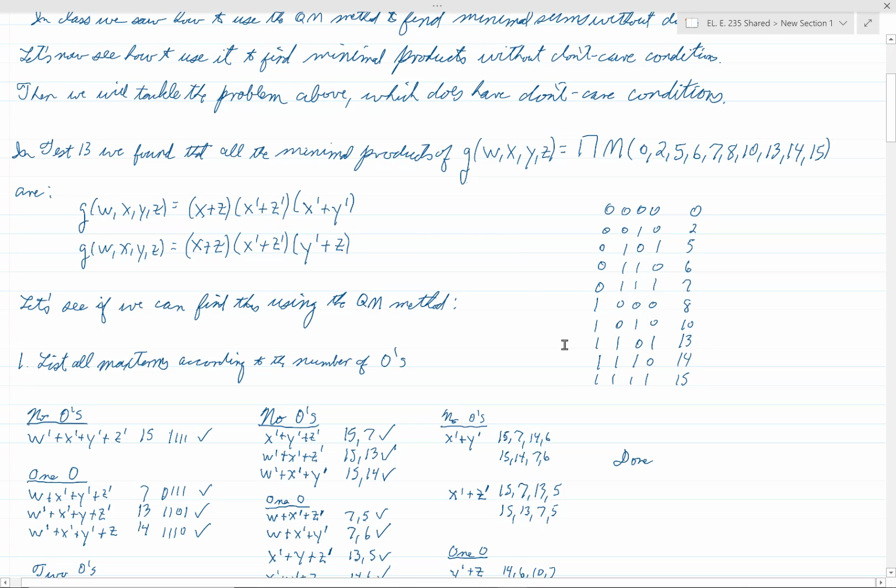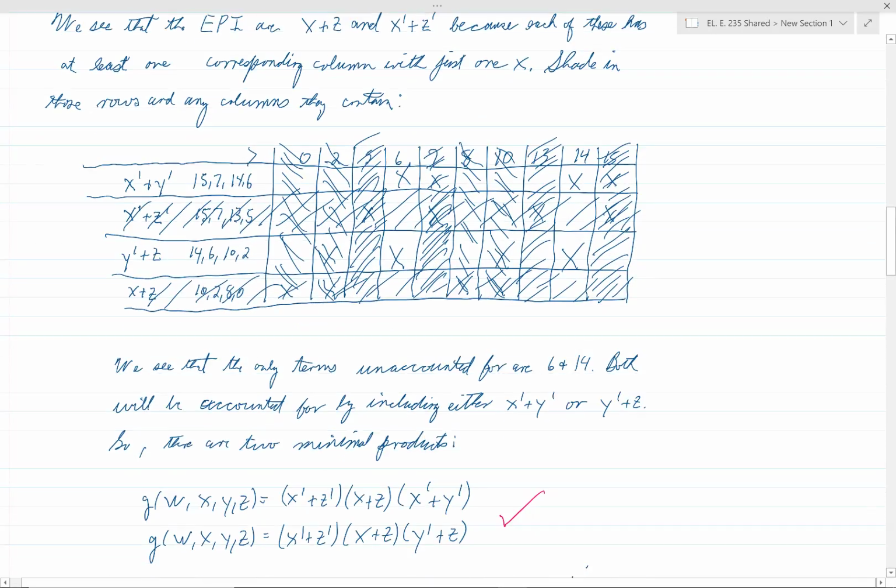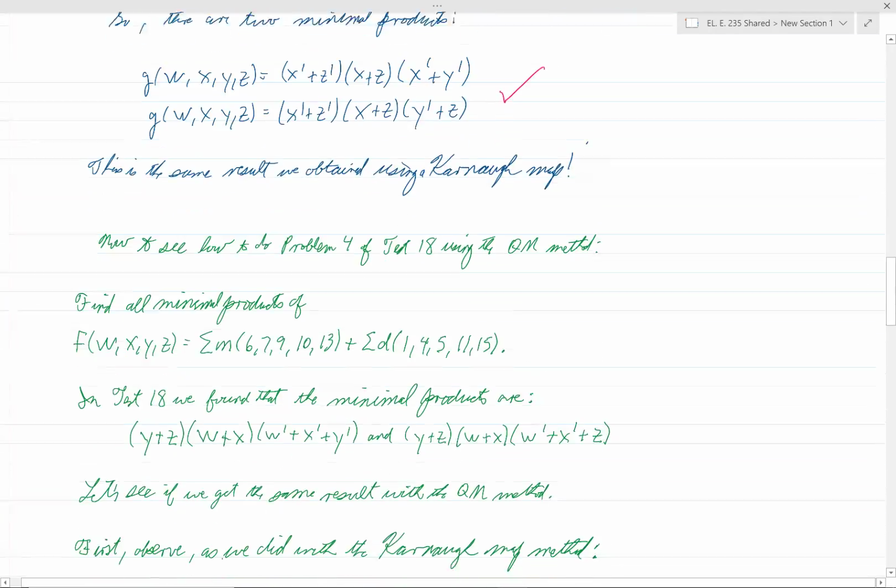Okay, so now that we see how to do minimal products with the Quine-McCluskey method, now we're ready to do minimal products with don't care conditions. And really, there's not much different, but let me sketch for you how this will go.